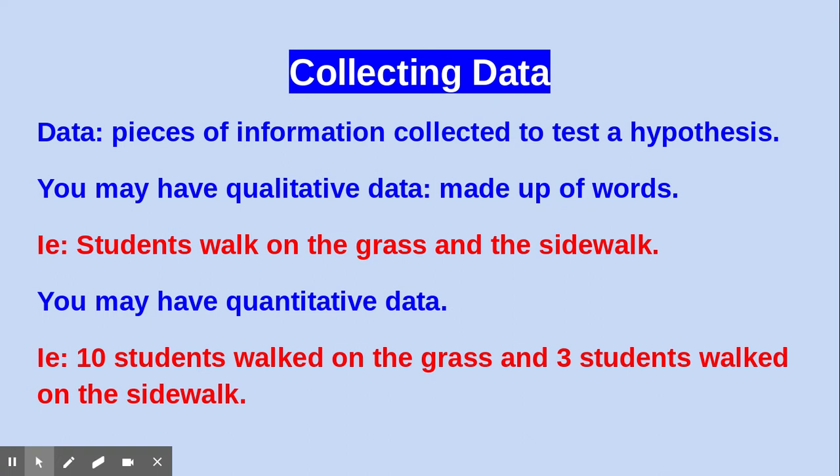The next step in the scientific method is collecting data. That is pieces of information that are collected to test a hypothesis. They are called data. There are many different types of data. There's qualitative data, which is in the form of words, like students walk on the grass and the sidewalks. There's also quantitative data, which is in the form of numbers, like how much: 10 students walk on the grass and 3 students walked on the sidewalk.